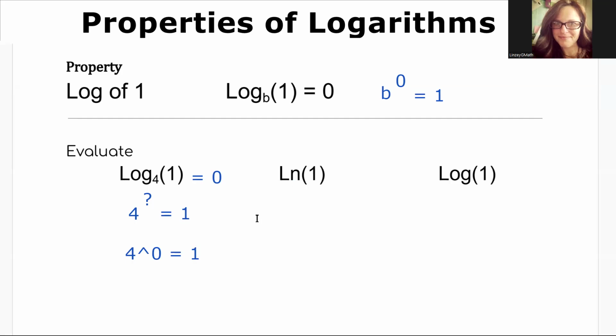Natural log of 1. Natural log is log base e. So e to what power is equal to 1? Well, anything raised to the 0 power is 1. Common log is log base 10. And 10 raised to what power is 1? And we get 0. Anything raised to the 0 power is 1. Next.